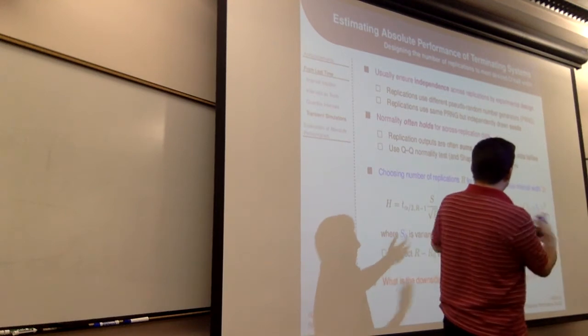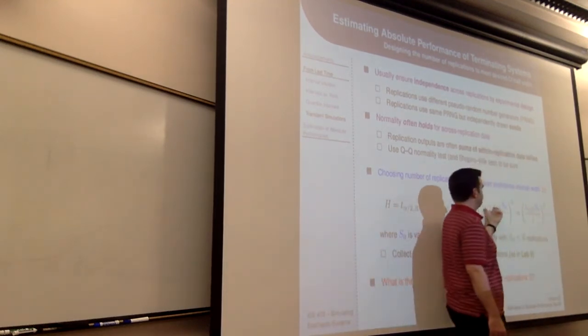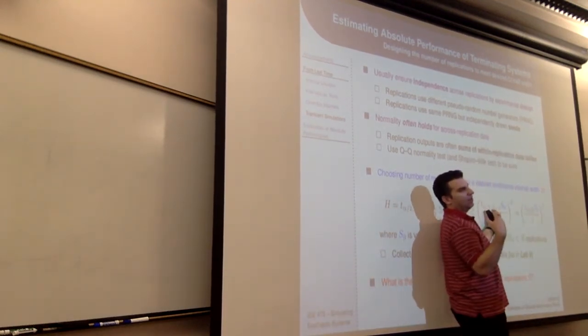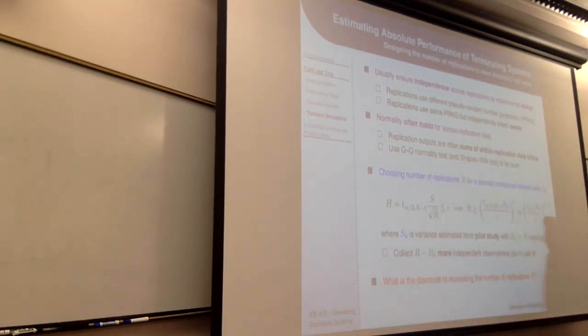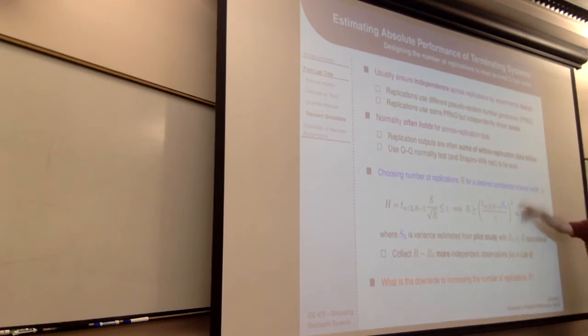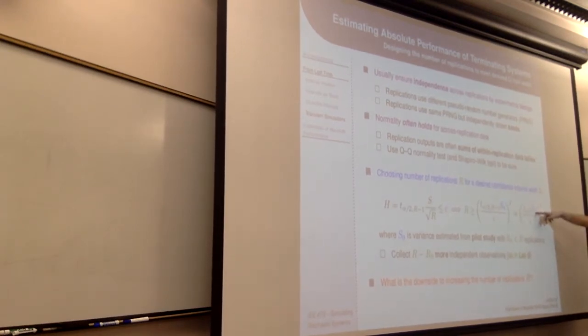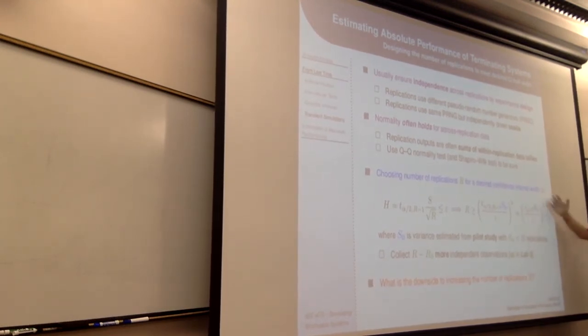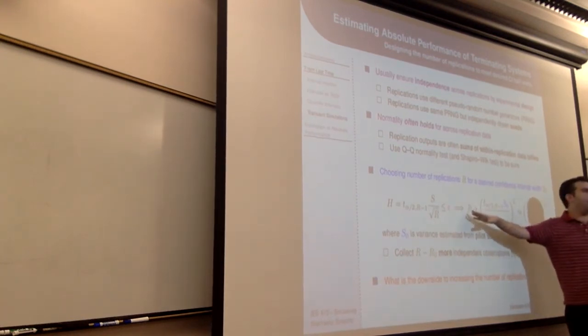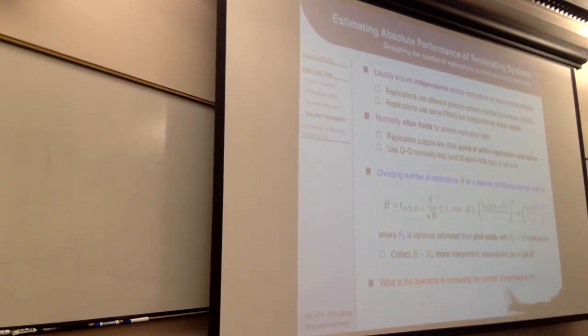Now, it's a little weird to say, well, how do I know what t statistic to use? Well, if I make my replications really large, the t statistic becomes the z statistic. And so this ends up being the convenient formula you use. You take whatever the estimated variance was from your pilot study, you multiply it by the critical value corresponding to your alpha over 2 from the standard normal, and then you divide that by your half-width. And that thing squared gives you a lower bound for the number of replications you'll probably need.